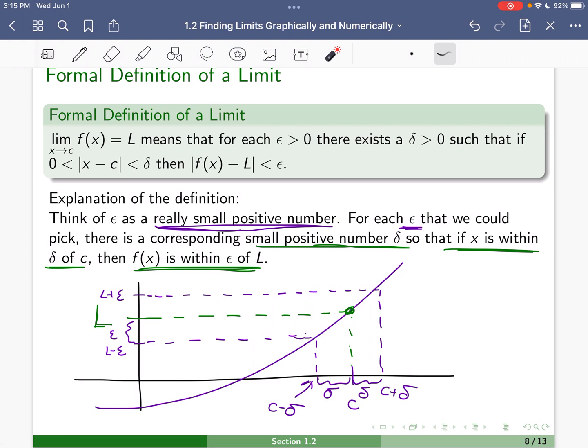All right. In our next video, we are going to take a look at finding this value of delta based on epsilon. All right, we will see you there.